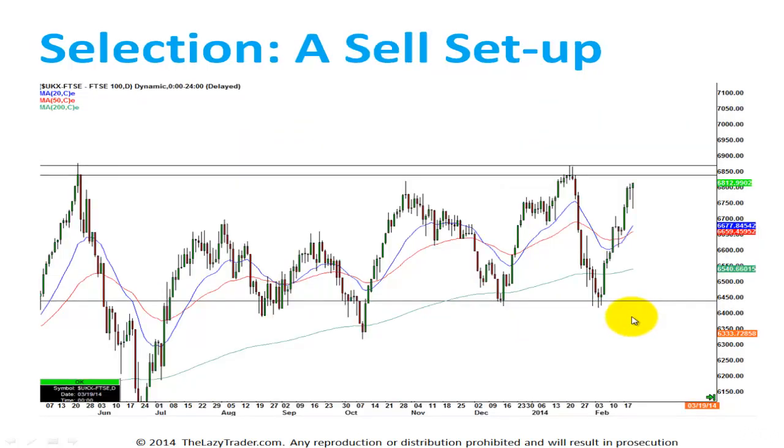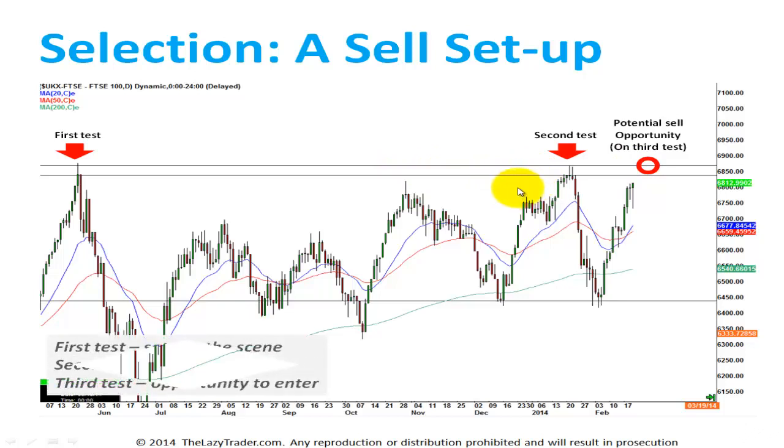On the flip side here, we've got, well, the FTSE once again making a second appearance. Just goes to show that this kind of works with any asset class. We've got the first test here at the penultimate all-time high. The second test, merely a coincidence, but the third test is actually our opportunity to go short in this instance, given that we've got a level of supply here corresponding with this level of resistance, which is exactly the same thing.